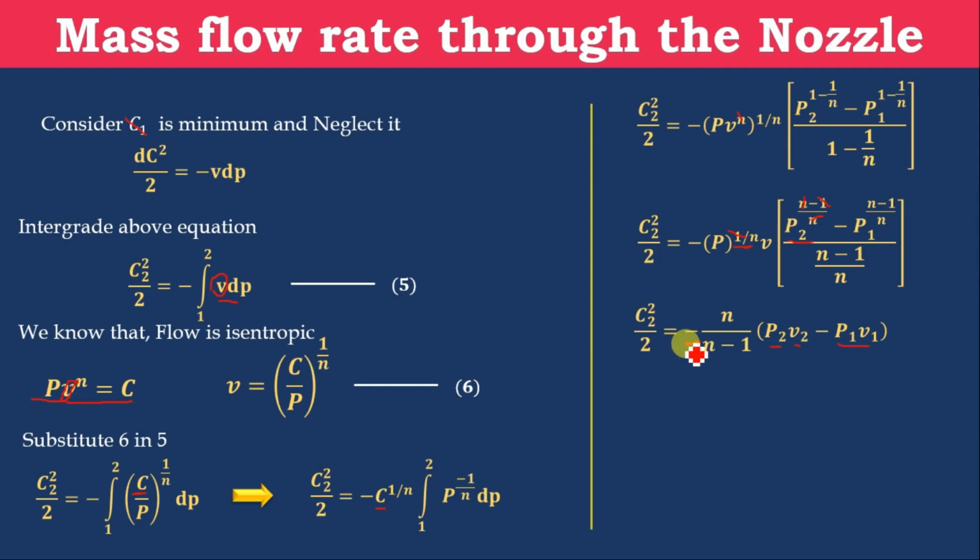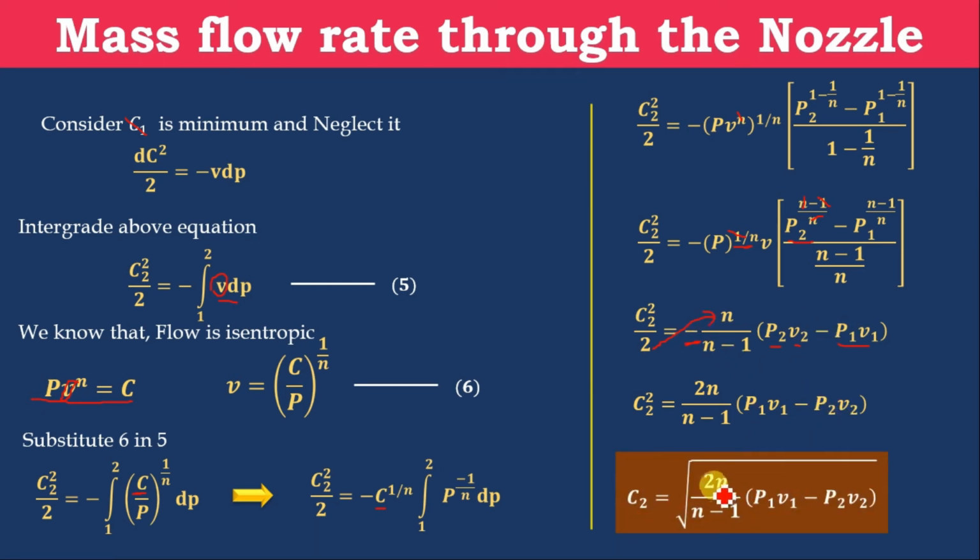Now here I have minus. To remove this minus, I rearrange this equation. I am taking this 2 here. So C2 squared is equal to 2n divided by n minus 1 times (P1 V1 minus P2 V2). This minus we have taken inside. So C2 is equal to root of 2n divided by n minus 1 times (P1 V1 minus P2 V2). Now let's consider this equation number 7.